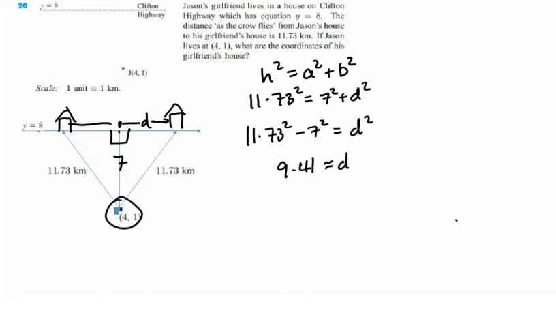So to find the coordinates of his girlfriend's house, I think we'll all agree the y-coordinate is definitely 8. And to find the x-coordinate, what I'm going to need to do is take the x-coordinate of Jason's house, the 4, and then either subtract 9.41, which gives me negative 5.41, or add the 9.41 on to get the house on the right, which is 13.41. So they are the 2 possible answers for the coordinates of Jason's girlfriend's house. Let's move on to the next one.